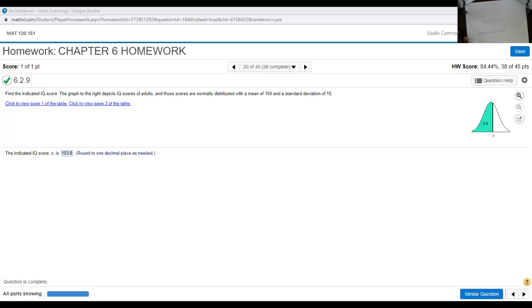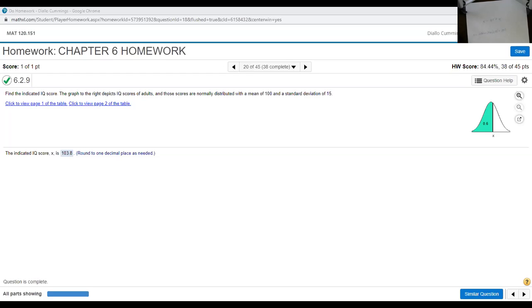Next, n times p must be greater than or equal to 5. And n times q, remember that q is 1 minus p, it has to be greater than or equal to 5.